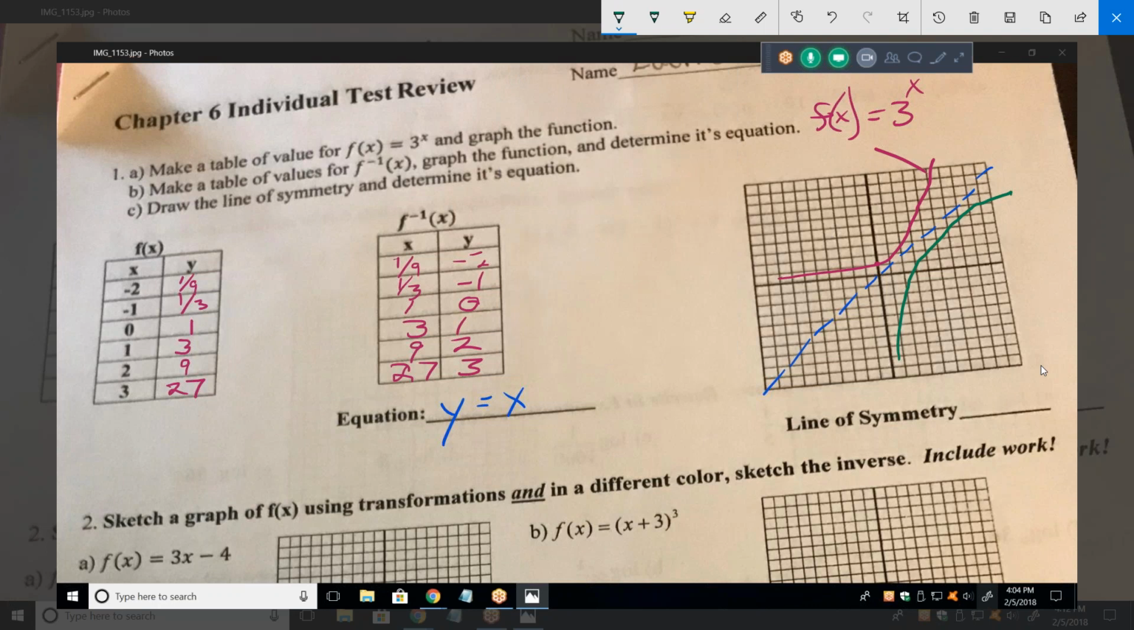Something like that. Okay. I may not be precisely on, but we've answered all 3 questions. In other words, we've graphed the function. That's the red line. We've made a table. And we've graphed the inverse function. We've determined the equation not of the inverse function, but of the line of symmetry. So we did that part. The only part we really didn't do is the equation of the inverse.